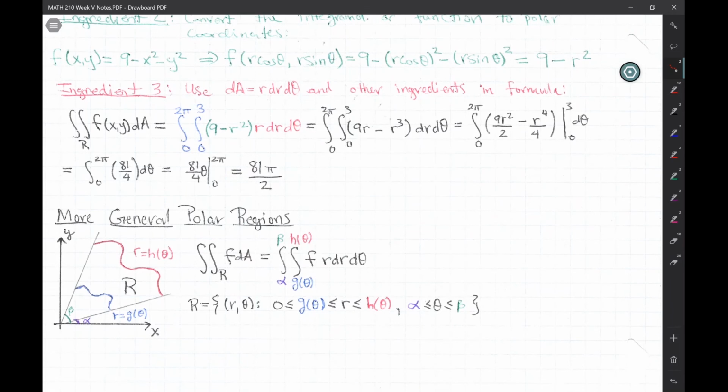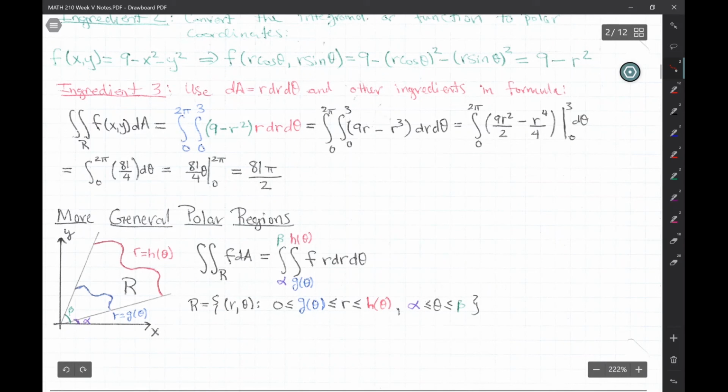Now, a brief note on more general polar regions. So not ones that are polar rectangles, but could be more general, as we see here. Well, perhaps we could bound this region by discussing an outer function h of theta, so r is a function of theta, and an inner function, r is a function of theta, g of theta. And the bounds on our angle theta of alpha and beta, so that we could set up our double integral for more general regions this way if the region is described in the manner you see here.